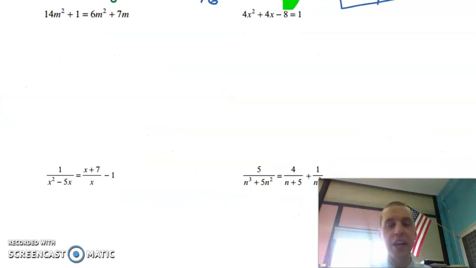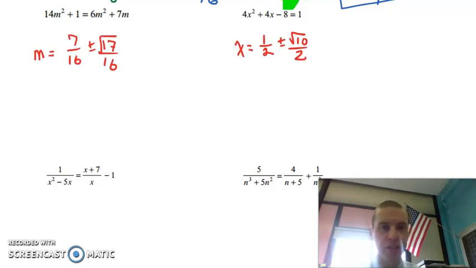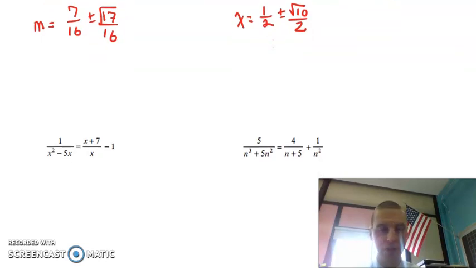If you would like to try the next two, you're more than welcome to. If you pause it, I will put the answers up there. If not, I'm going to go over the final 2 problems. So pause it right now if you want to see the answers. So there are the answers to the middle 2. And moving on to the final 2.